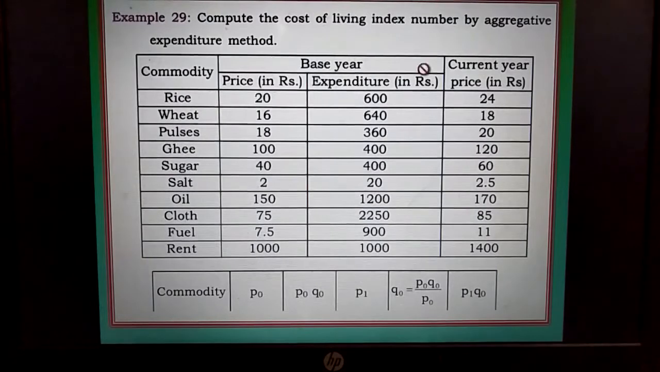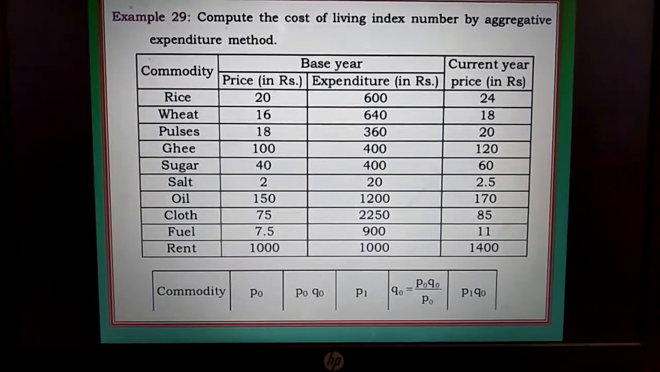Compute the cost of living index number by aggregative expenditure method. Clearly, the aggregative expenditure method is given to be applied. But students, remember, most of the time which method to be applied may not be given in the question. Based on the nature of the data given, you yourself may have to understand which method to be applied, whether aggregative expenditure method or family budget method.